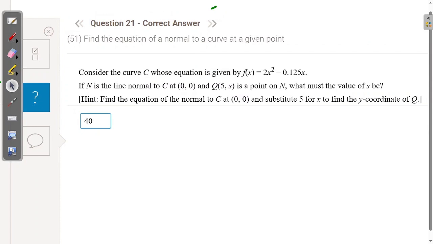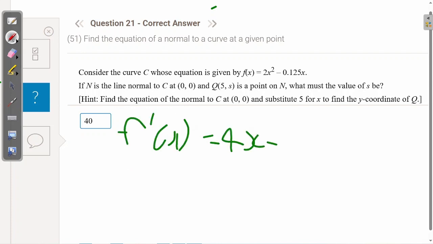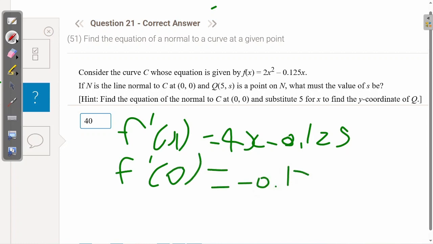Okay. Equation of a normal. First of all, let's find the derivative. f prime of x is equal to 4x minus 0.125. If the line is normal at 0, first of all let's find the equation of the normal. First let's find the slope. f prime of 0 will give you negative 0.125. This is for the tangent. Always the first one you get is the tangent.